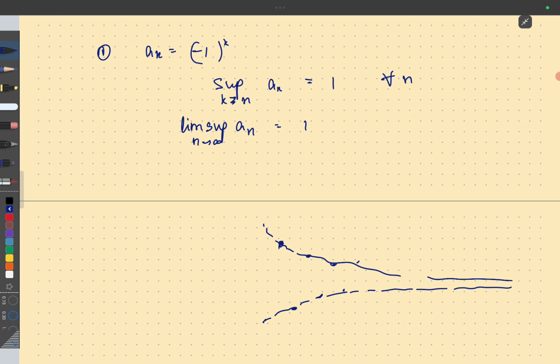So you have two envelopes, one from above and one from below. The envelope from above is a decreasing sequence, the envelope from below is an increasing sequence, and both of them have well-defined limits, and these limits correspond to the lim sup and the lim inf. All right, so let's stop here. We'll continue in the next class, where we'll start talking about data compression.